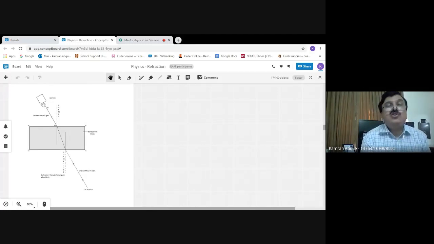So light was traveling in the air along this path, then it has to bend towards the normal. According to the law of refraction called Snell's law, sine of i over sine of r, there must be a ratio between sine of i and sine of r. So it bends towards the normal. Then finally, when it emerges out into the air, its speed is increased, so it has to bend away from the normal here. And you can clearly see the light is bent away from the normal at the point of emergence.